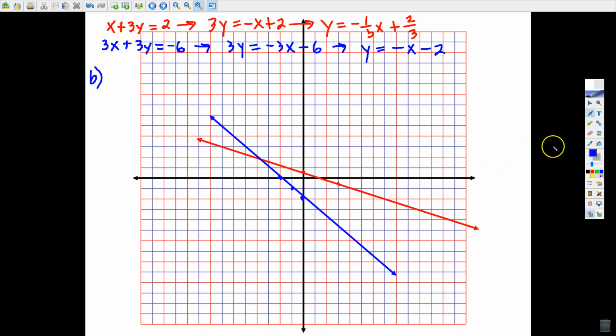Notice where they cross, and the point of intersection represents the solution. The x-coordinate is the solution for x, and the y-coordinate for y. So it looks like they cross at -4 for the x, +2 for the y.